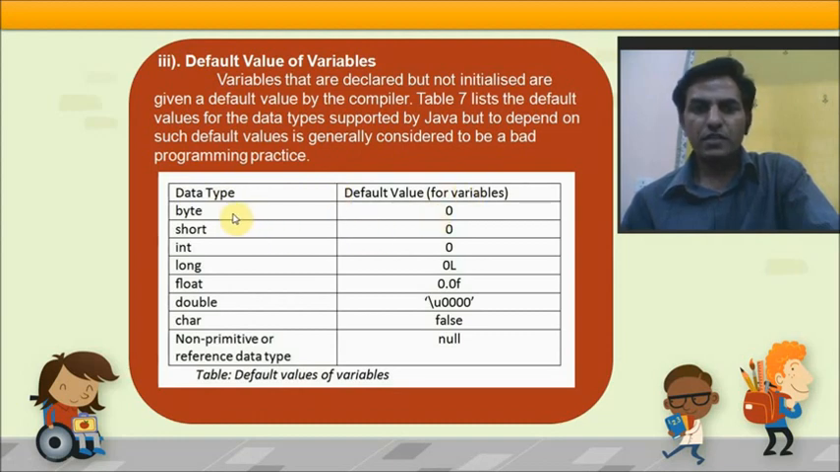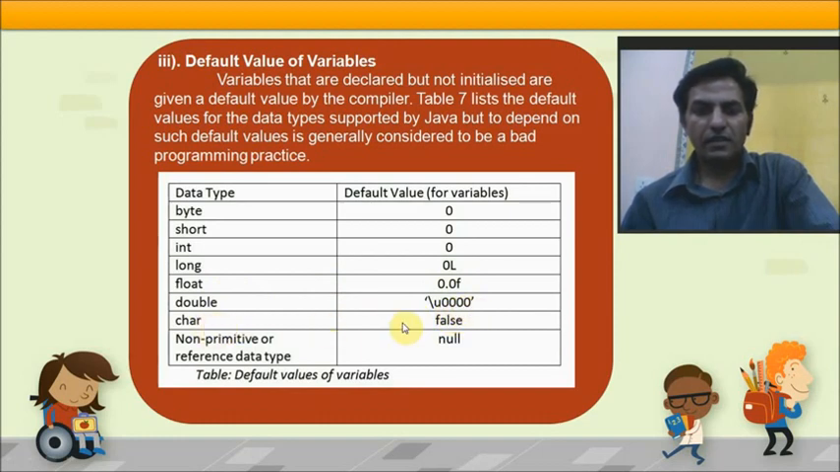Byte default value is 0. Short default value is 0. Int default value is 0. Long default value is 0L. Float default value is 0.0F. Double it's slash U 0000.